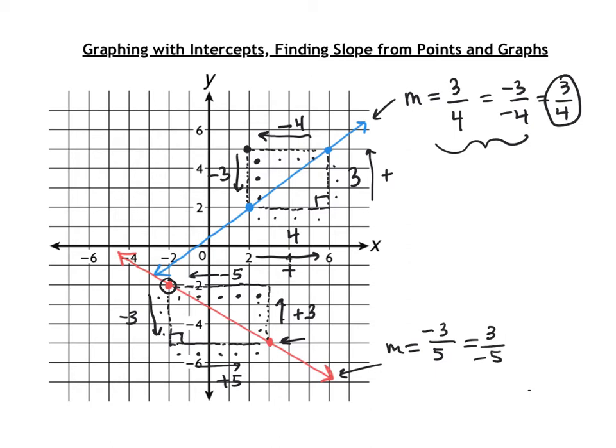A fraction is a division problem. When you have one negative, your answer is negative. Both of these are negative 3/5.